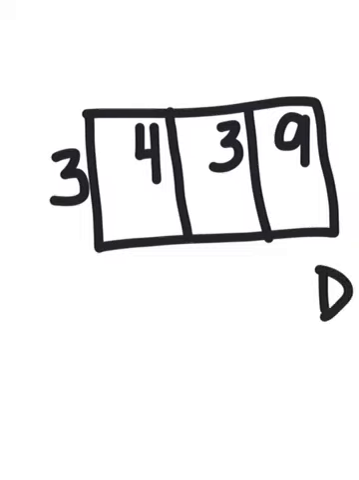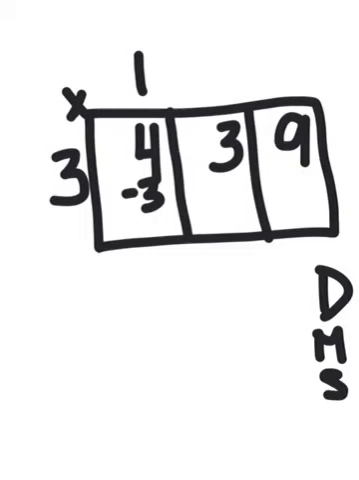Okay, so our first step is divide. How many times does 3 go into 4? It's once. Then we're going to multiply. 1 times 3 is 3. That goes under my 4. Then we're going to subtract. 4 minus 3 is 1. Then we're going to check. 1 is smaller than 3.